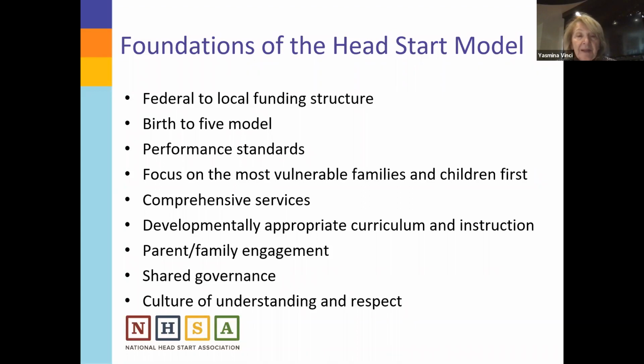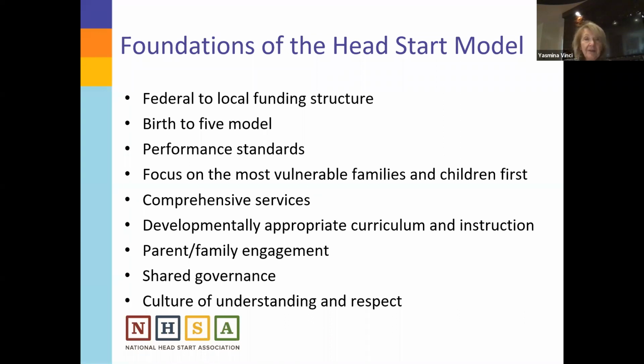of Head Start. It also, of course, has developmentally appropriate curriculum and instruction. Shared governance is important because it empowers parents. Our parent conference today, that we just had, so many fathers and mothers who are heading policy councils, who are having a real say in what is happening in the programs that their children are participating in. And the most important part that has been with Head Start from day one is a culture of understanding and respect.